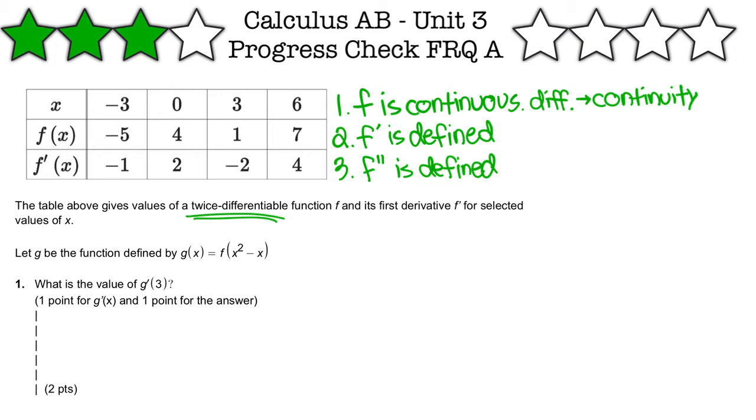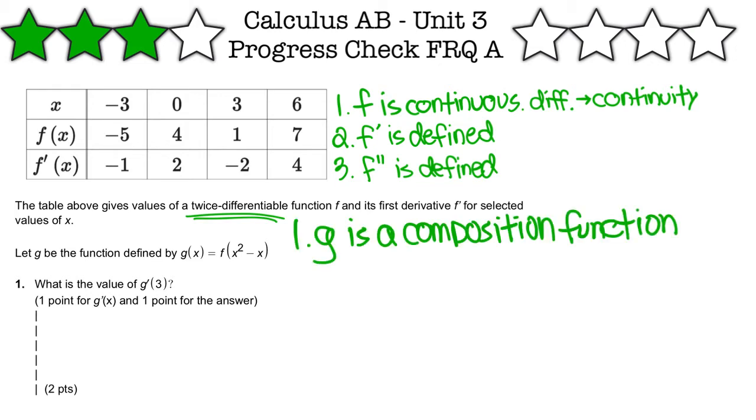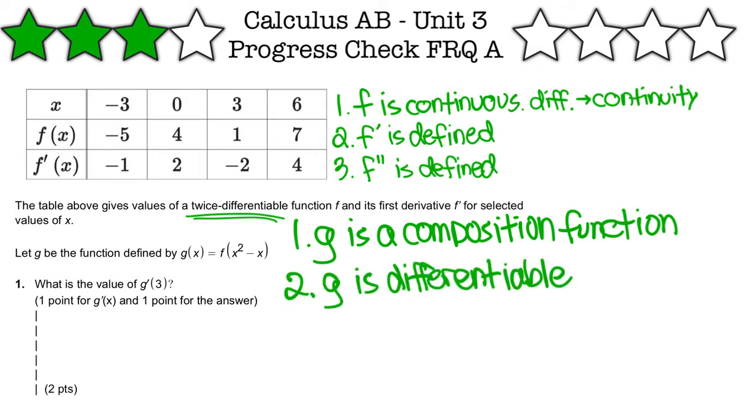The last bit of information says, let g be the function defined by g of x equals f of x squared minus x. This means two things. One, it's a composition function. G is defined by f of some function of x. So if we take the derivative of g, then we're using the chain rule. Two, because g is dependent on f, which is a twice differentiable function, then g is also a differentiable function, which again means that g is continuous. Now that we know that, we could take on the first part of this question.